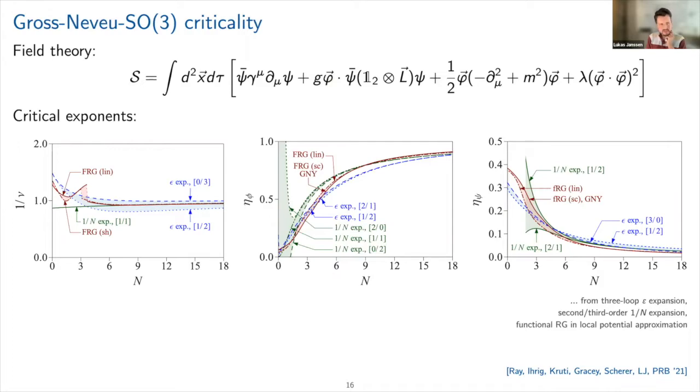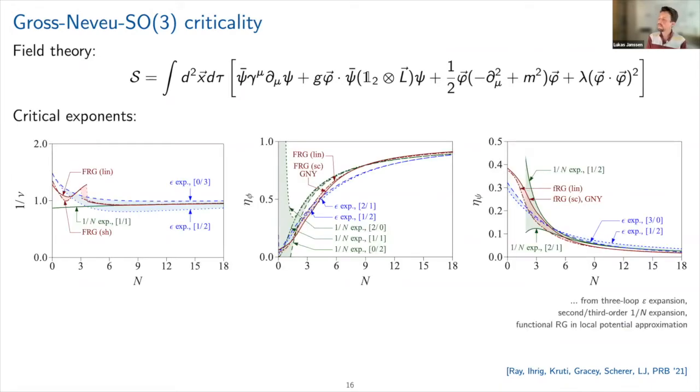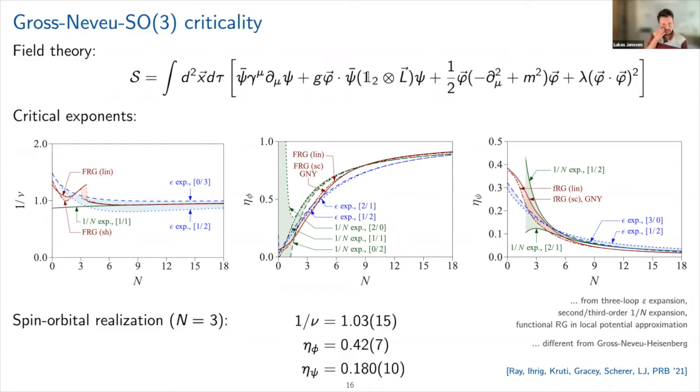And we've done that in collaboration with experts for various high order calculations. Actually, this is a three loop epsilon expansion around the upper critical dimension of four, and a next to leading order one over N expansion, and even the fermion anomalous dimension at next to next to leading order, and also some functional RG. And you can try to estimate these exponents. So for N equals three, which is three two-component fermions, which is the realization in the spin orbital model, you will get a set of numbers.